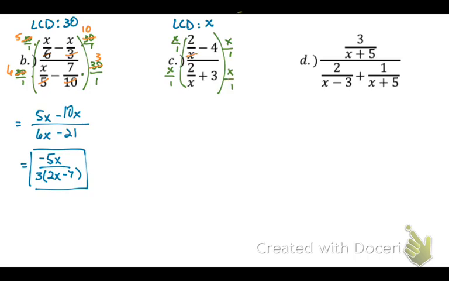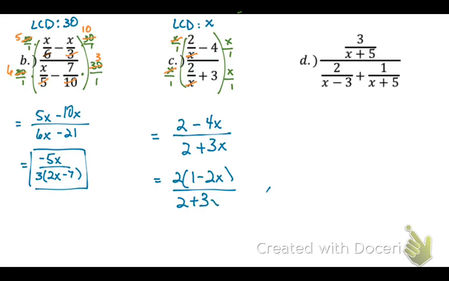So in the one in the upper left, my x's divide out, and I'm left with 2 minus 4 times x. Bottom left, my x's divide out, and I'm left with 2 plus, and then just 3 times x. I can factor out a 2 in my denominator. Nothing in my numerator, nothing in my denominator. And then that's as simple as I can get it. I can't divide anything out.